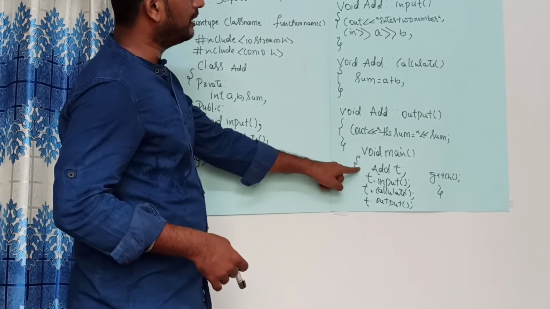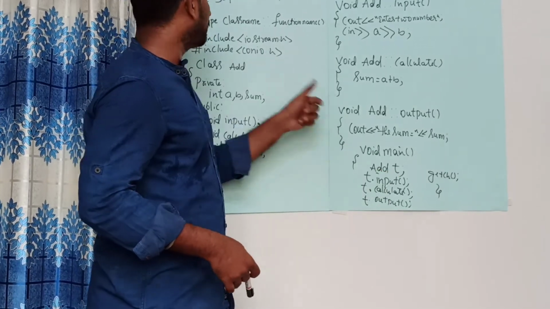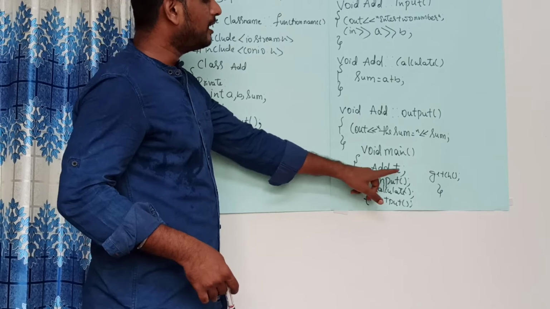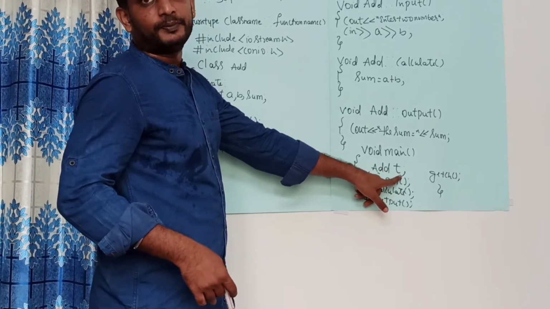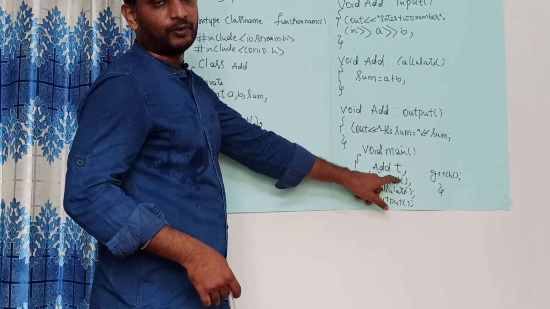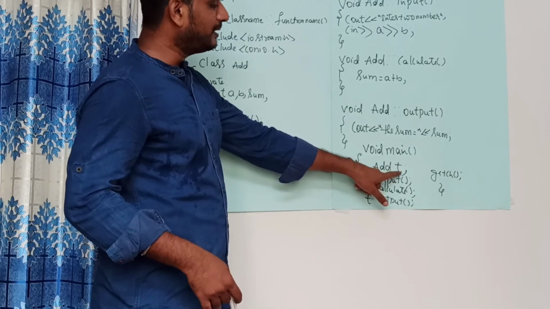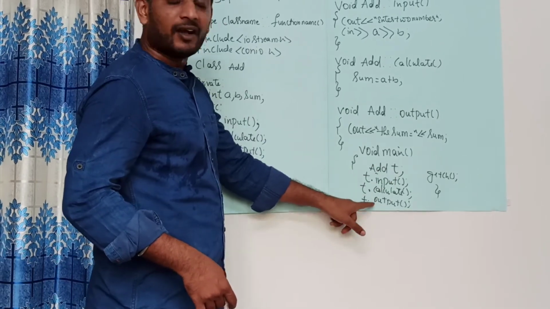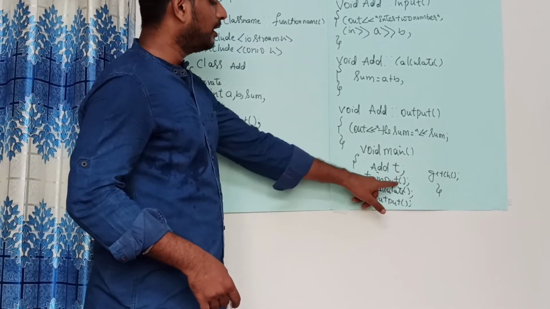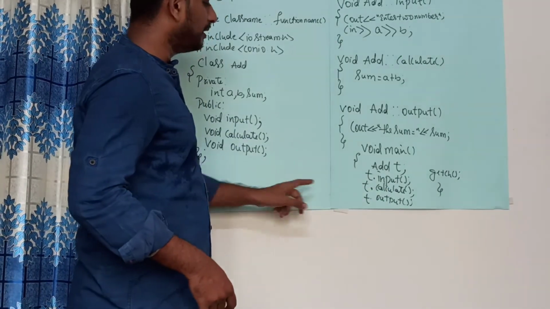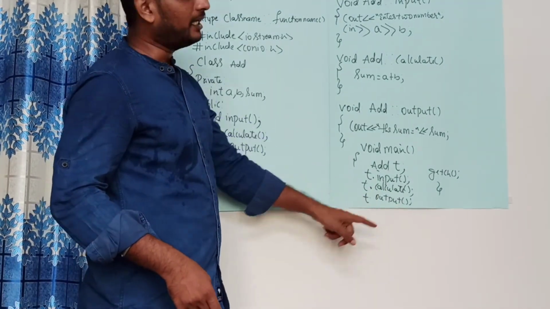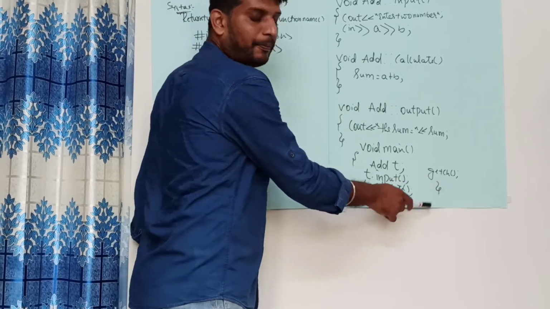For that, I am creating an object for the class add. So add followed by the object that is called t. T is the object name over here. Next, by making use of this particular object, I am calling all these functions, that is t dot input, t dot calculate, and then t dot output. Okay. Next, I am closing the main function.